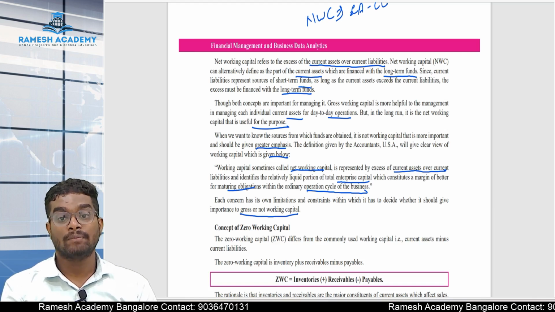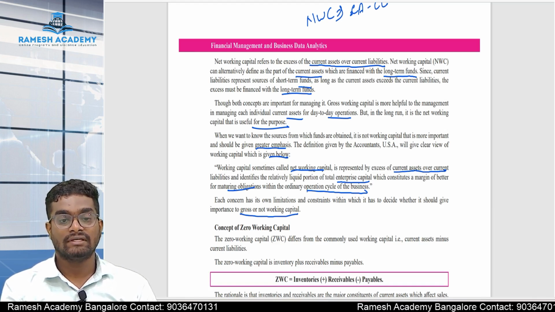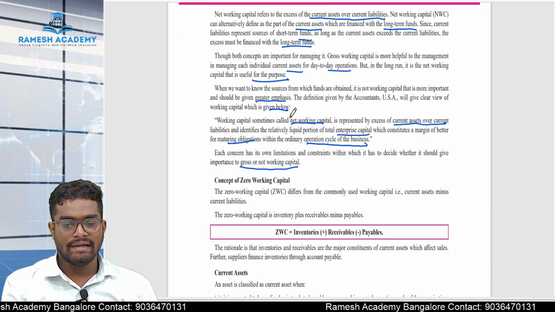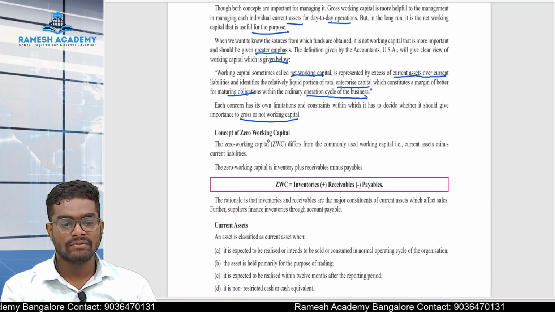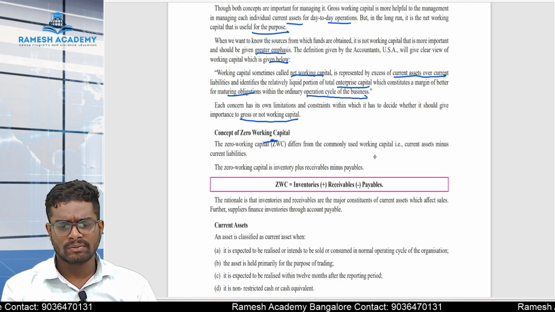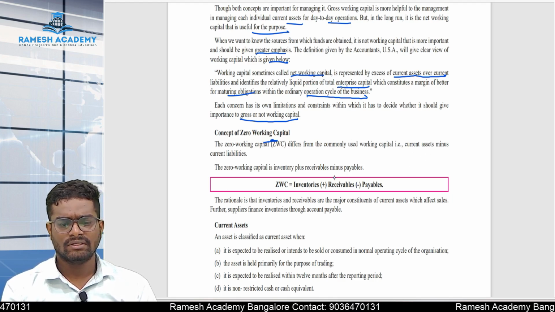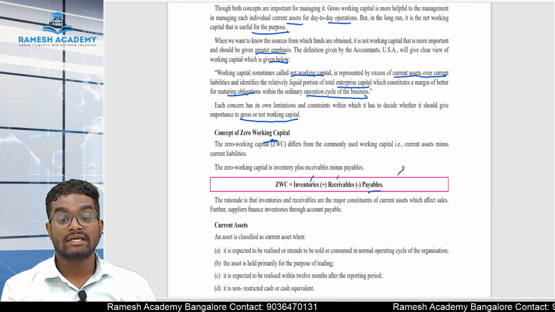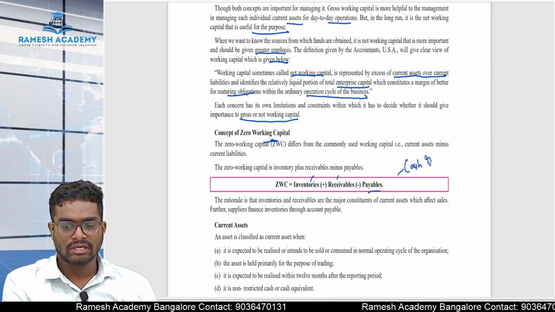So depending upon the requirements, we have to make the definition of working capital. And next, we have the concept of zero working capital. What is this? Zero working capital refers from commonly used working capital, that is current assets minus the current liabilities. So here we will be adding inventory, receivable and deduct the payables. Here cash is ignored. That is important.